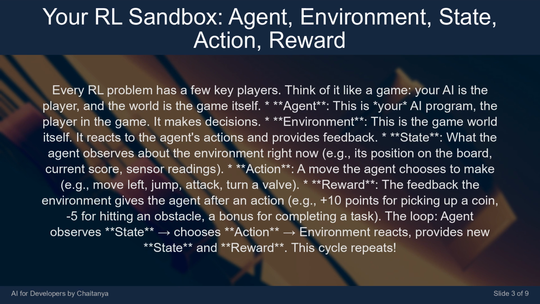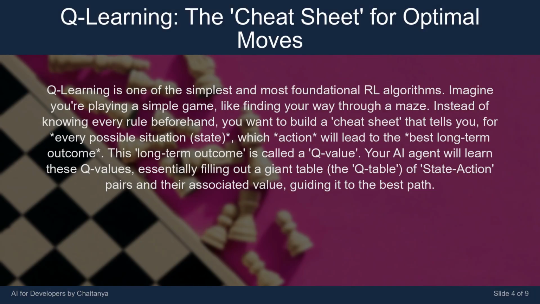This cycle repeats. Q learning is one of the simplest and most foundational RL algorithms. Imagine you're playing a simple game, like finding your way through a maze. Instead of knowing every rule beforehand, you want to build a cheat sheet that tells you, for every possible situation, state, which action will lead to the best long-term outcome. This long-term outcome is called a Q value. Your AI agent will learn these Q values, essentially filling out a giant table, the Q table, of state action pairs and their associated value, guiding it to the best path.